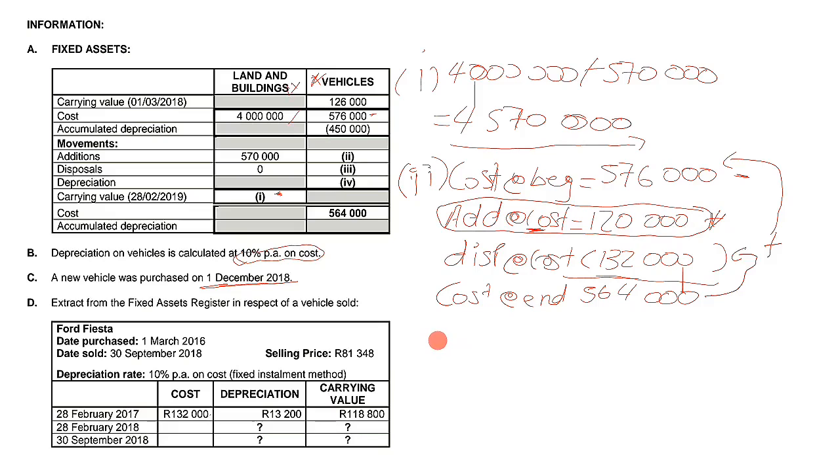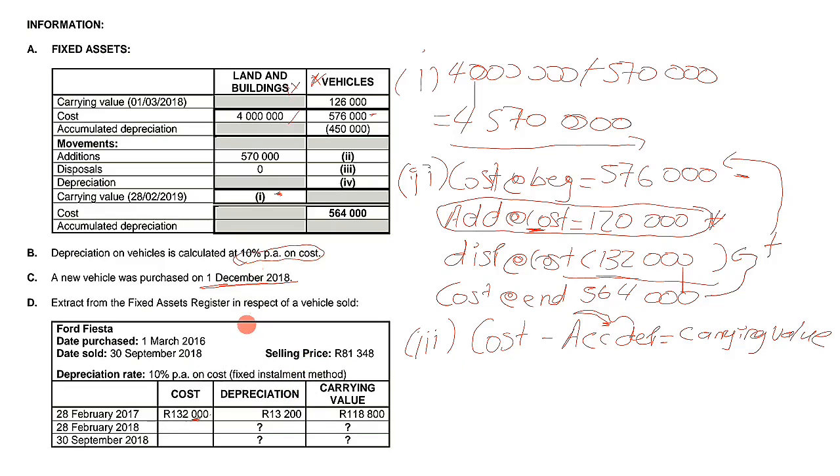Now Roman figure 3. We need to calculate our disposal at carrying value. Remember, guys, the formula for carrying value is cost minus accumulated depreciation, and then you will get your carrying value. It's either carrying value or book value, they are one and the same thing. Our cost of asset disposal was 132,000, and our accumulated depreciation was not given. Why? Because you need to fill in the asset register given in information D.